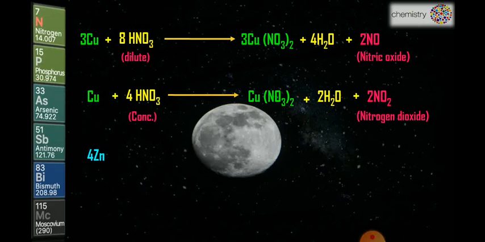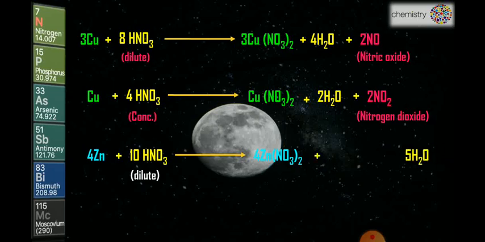Zinc metal, 4Zn plus 10HNO3. Here nitric acid is dilute. When zinc metal reacts with dilute nitric acid, there is a formation of zinc nitrate. Zinc undergoes oxidation into zinc nitrate, along with the formation of byproduct water. 4Zn plus 10HNO3 gives 4Zn(NO3)2 plus 5H2O, along with the formation of N2O. Again, an oxide of nitrogen, it is N2O.